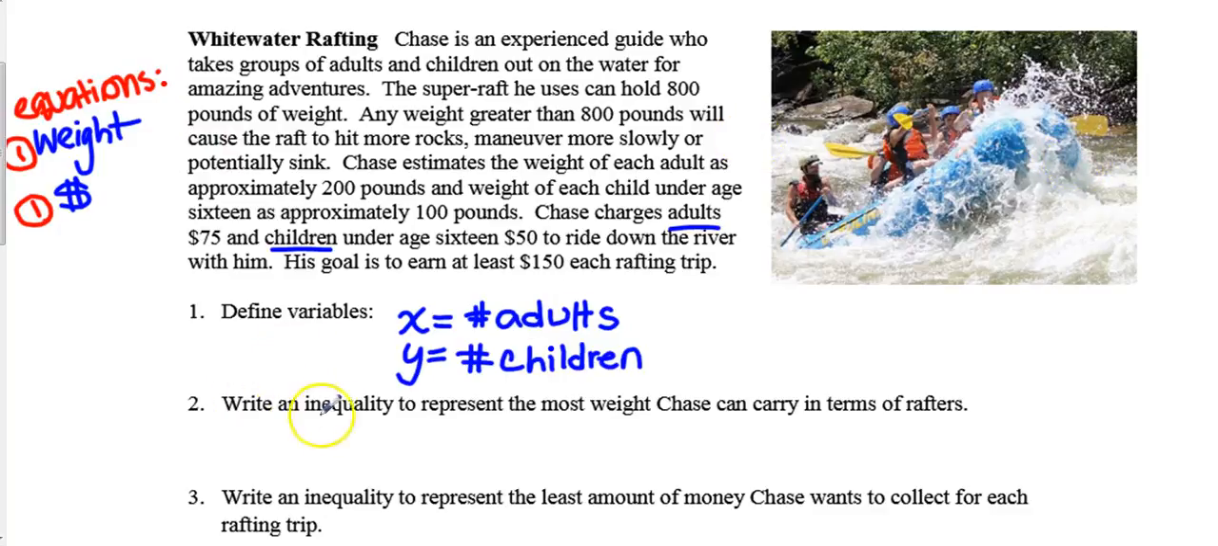Number 2 says, write an inequality to represent the most weight Chase can carry in terms of rafters. So let's go back and reread, and I'm going to give you a second to read and find that information about weight. This should sound to us like an ax plus by equals c equation. I don't have a starting weight, so to speak, and then add weight per person. I know something about grown-ups, and I know something about kids. Go find it.